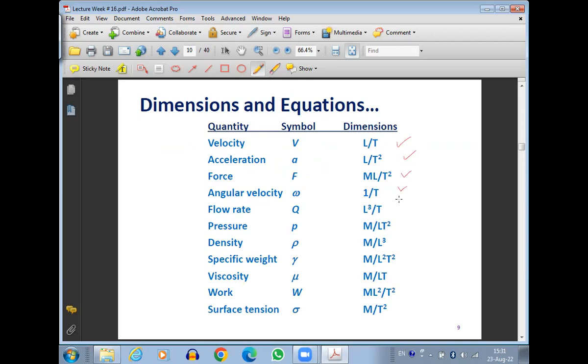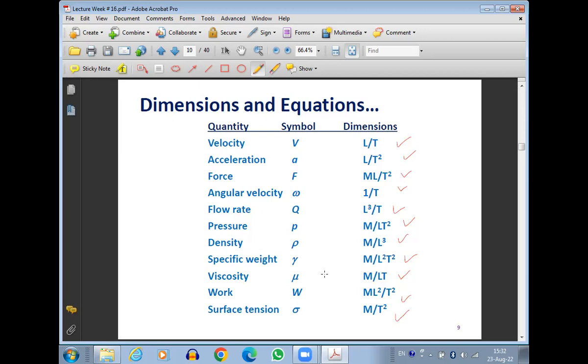Then you'll have force, angular velocity, flow rate, pressure, density, specific weight, viscosity, work, surface tension. Now, the question is, if a problem comes in the exam, will these dimensions be provided for these quantities? What will be provided to you is a list of formulas and some dimensions at the back of your book, the way it was provided in the midterm exam. So if a quantity is within that list, then it will be provided to you in the exam.